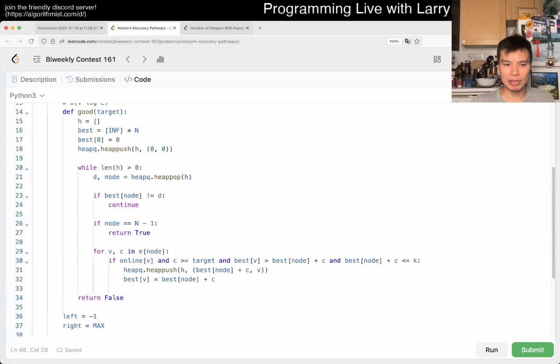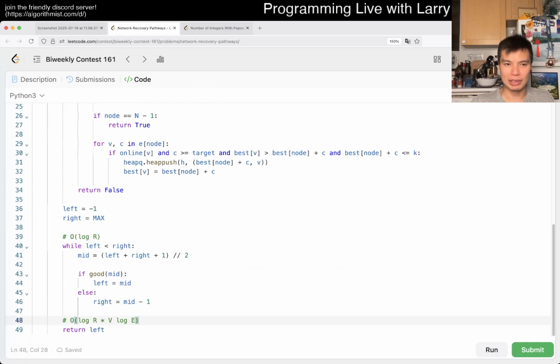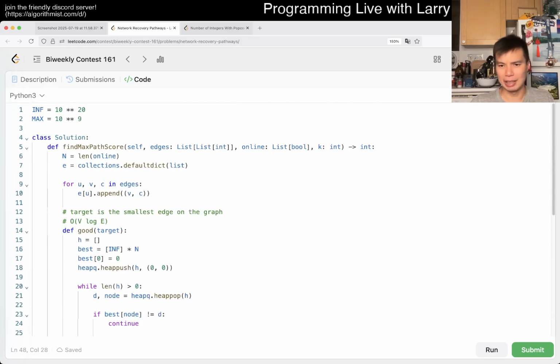Let me know what you think. I'm going to focus here on the good function. This is the binary search, and this is just the top for setting up. And that's it. That's all I have for this one. Let me know what you think.